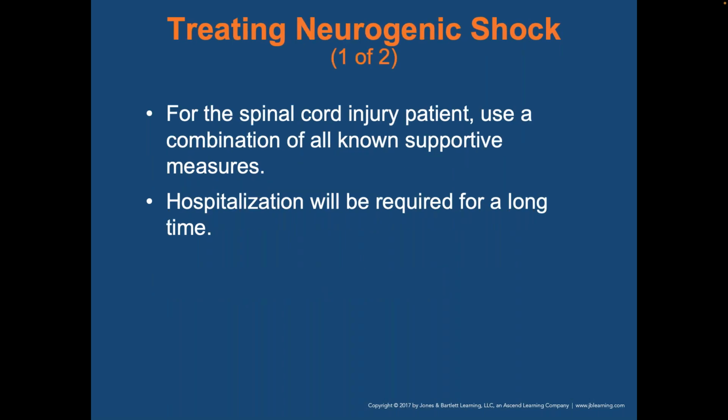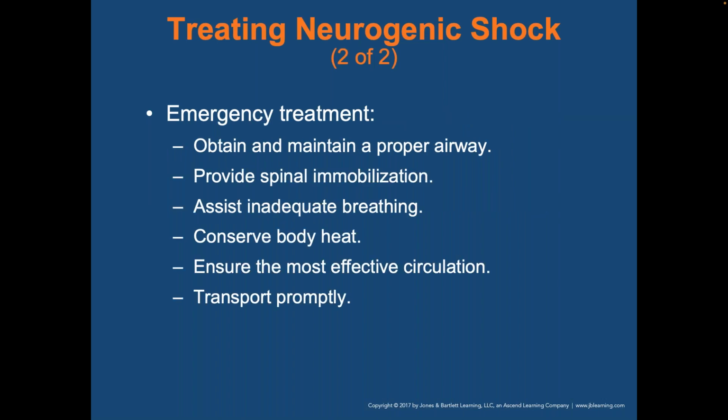Treating neurogenic shock for the spinal cord injury patient, use a combination of all known supportive measures that you have. The patient who has sustained this kind of injury usually will require hospitalization for a long time. Treating it in an emergency situation, obtain and maintain a proper airway, provide spinal immobilization. We're going to assist in adequate breathing as needed through a bag valve mask. Apply heat packs, conserve body heat, ensure the most effective circulation possible, keep patient warm, and transport to a facility capable of managing spinal injuries.